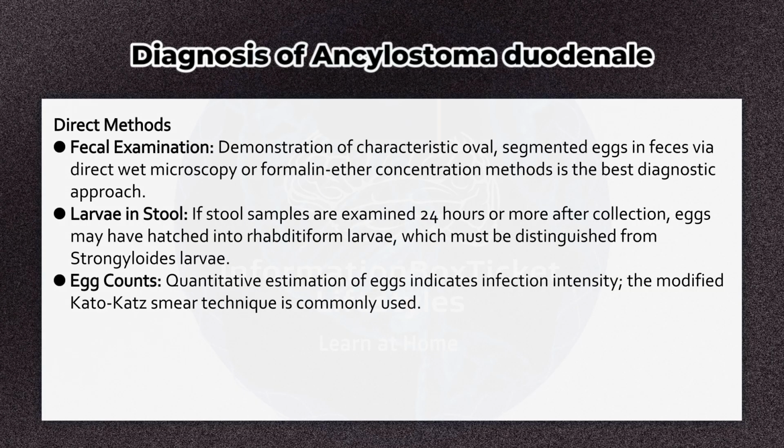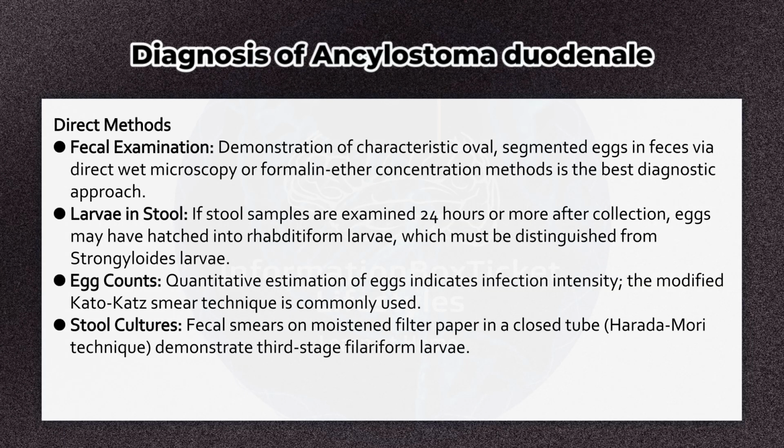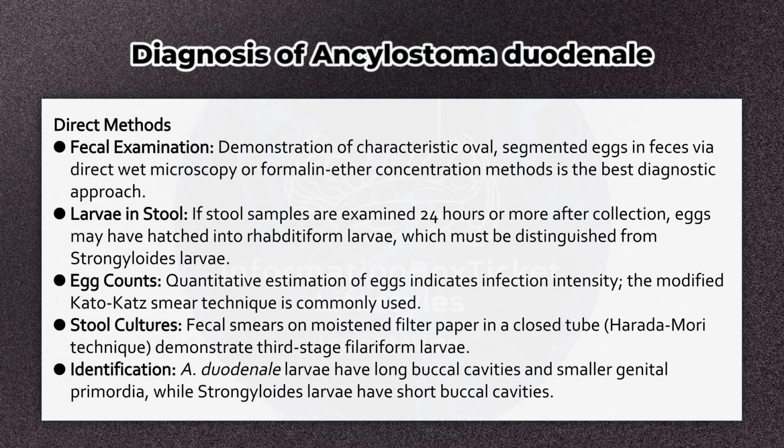Egg counts. Quantitative estimation of eggs indicates infection intensity. The modified Kato-Katz smear technique is commonly used. Stool cultures, fecal smears on moistened filter paper in a closed tube, Harada-Mori technique, demonstrate third-stage filariform larvae. Identification: A. duodenale larvae have long buccal cavities and smaller genital primordia, while strongyloides larvae have short buccal cavities.